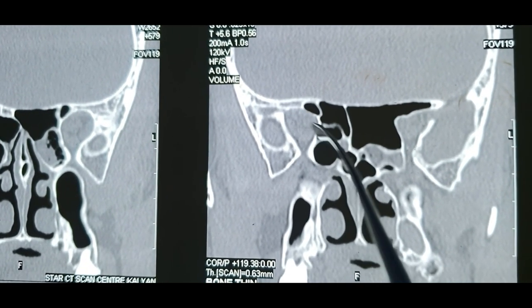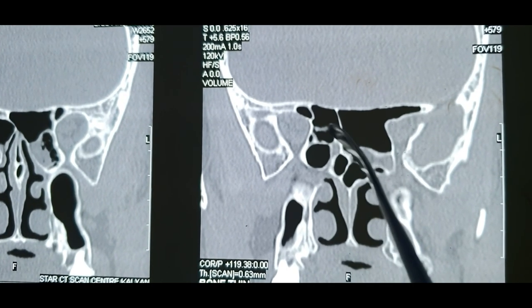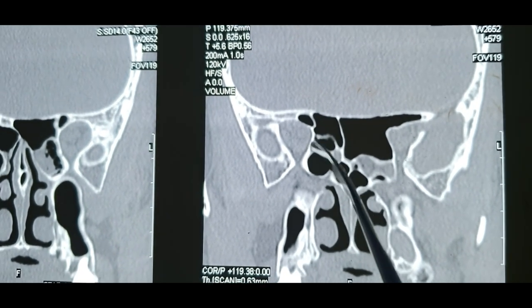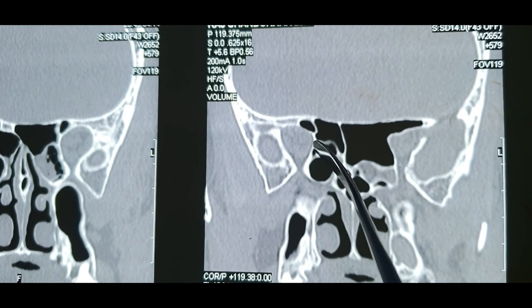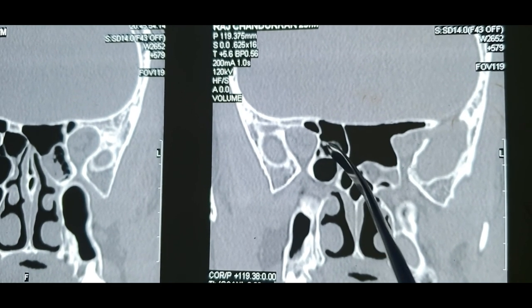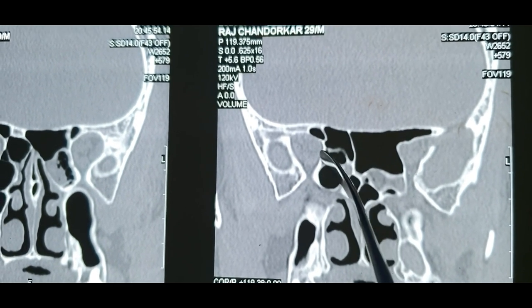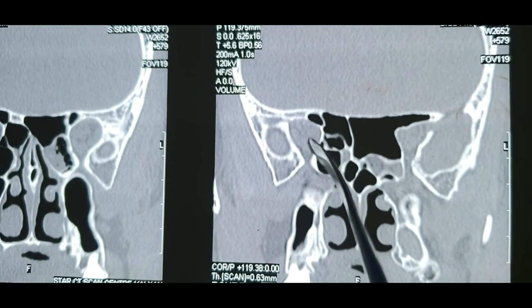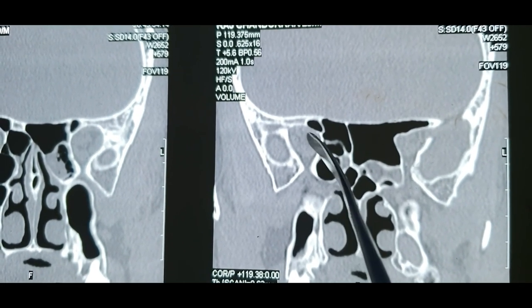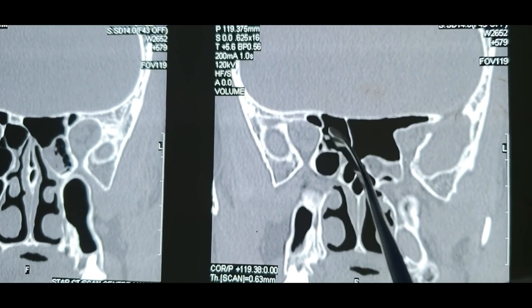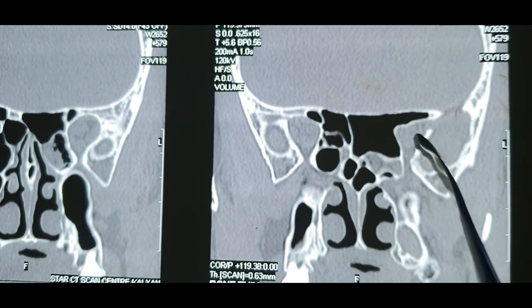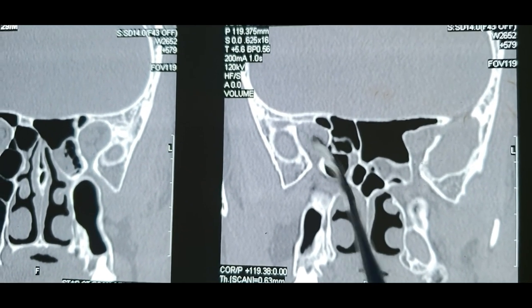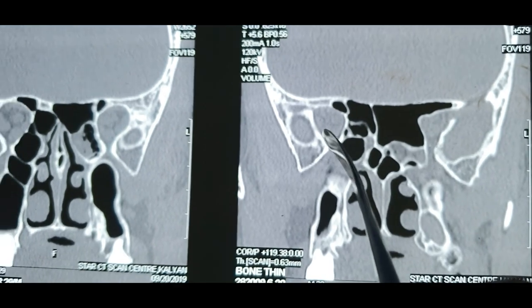If at all there is a compression, you can access the sphenoid sinus, go way laterally, expose the lateral wall, either drill the bone or remove the bone with a Frazier elevator, pull it up, and then you can release the area here. So this is the orbital apex, and the patients with orbital apex syndrome can be treated with this approach.